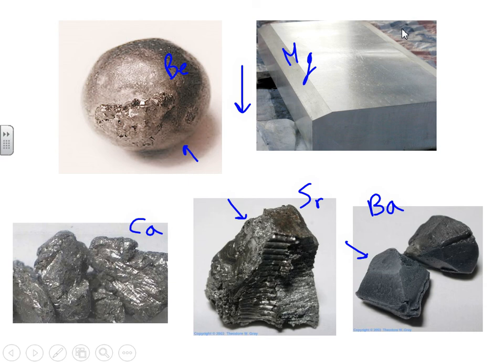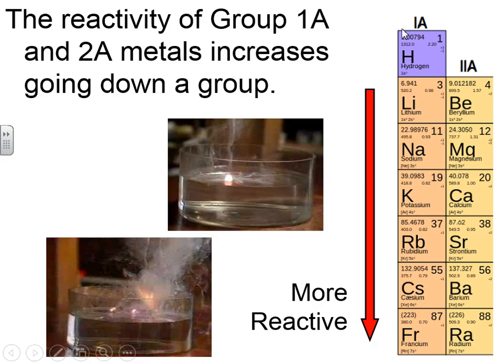Now, the reactivity of both of these, group 1A and 2A, increases as you go down the group. So the example here is sodium. This would be sodium metal being placed in water, which ignites, notice. And then you put potassium in water, and it ignites even faster. So potassium is actually more reactive. If you take a look, potassium actually sits below sodium on the periodic table. So the reactivity increases as you go down the group.